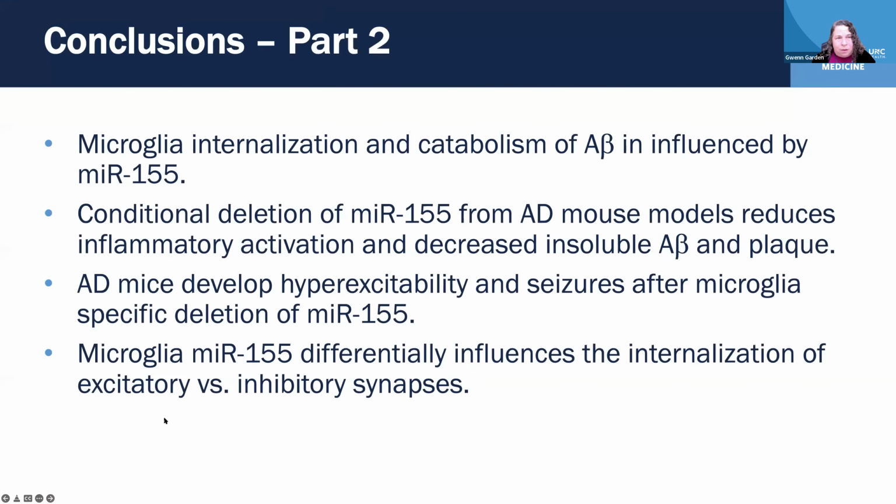Okay, so the conclusions from this part are that microglia do use miR-155 to influence their ability to internalize things like A beta, that you can actually in vivo make them more effective at removing A beta by removing miR-155, but unfortunately will also change their ability to target certain synapses, which can result in increased hyperexcitability and seizures.